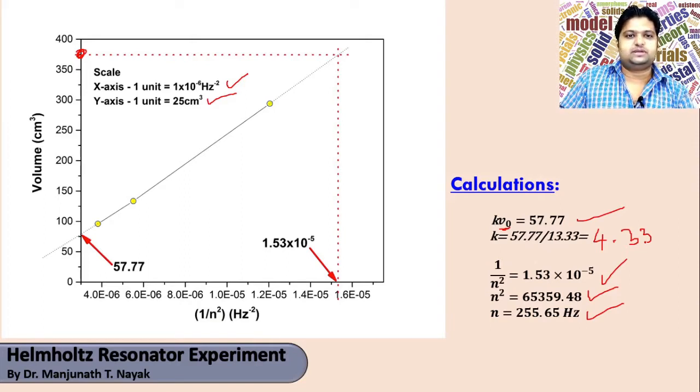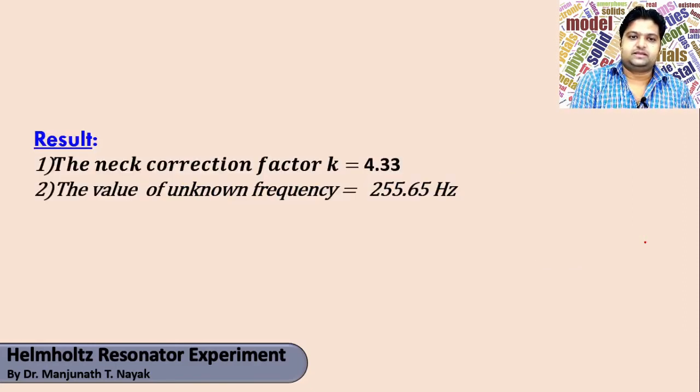So these are the very simple calculations of this experiment, and now finally the results. The neck correction factor K is found to be 4.33, and the value of the unknown frequency is 255.65 hertz. That is about this experiment, a very interesting experiment in which you can find out unknown frequencies. A very beautiful experiment given to us by Helmholtz using the resonator, showing how the volume of air can help us get the unknown frequency of the tuning fork.